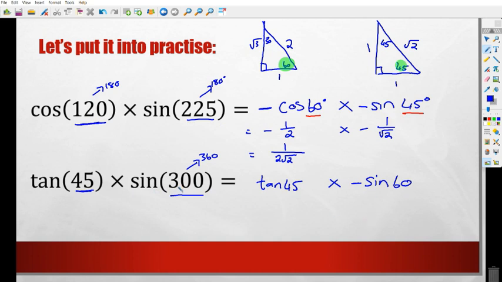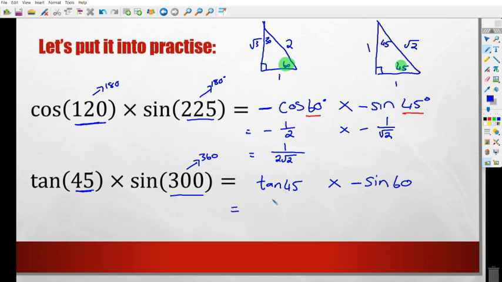So if you put sine of 300 into your calculator, it should give you negative square root of 3 over 2. And if you put negative sine of 60 in your calculator, you should also get negative square root of 3 over 2. So you can see that those are just equal to each other, different format though.